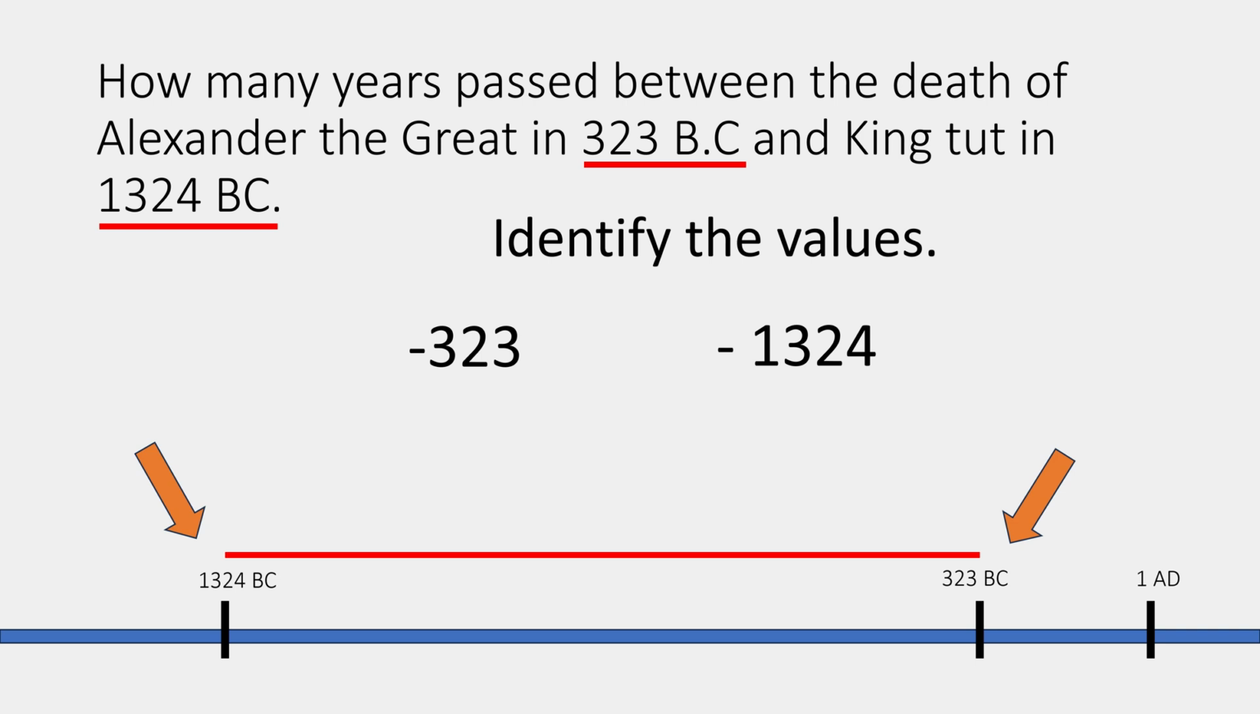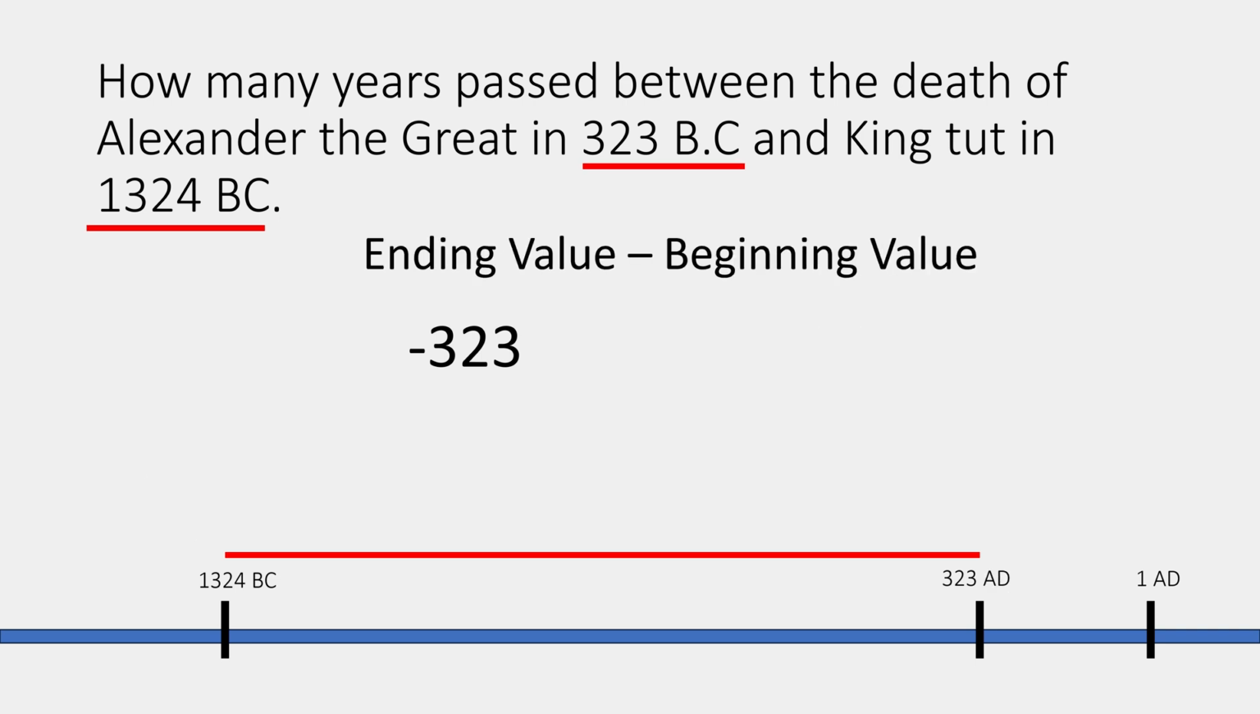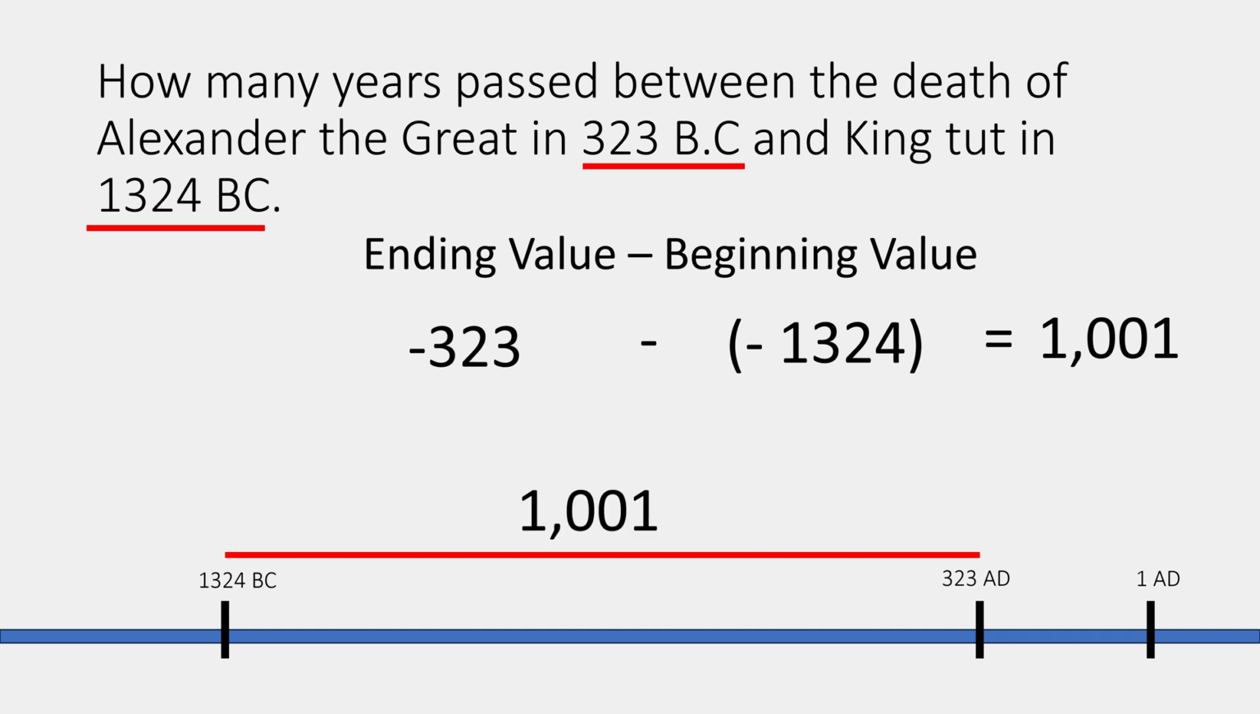But we're going to write the number equation. We subtract the ending value minus the beginning value. So the ending value is the one closer to our date, which is negative 323 minus negative 1324, which equals 1001 years. Since we are not going from BC to AD, we do not have to subtract a 1 in this scenario. So 1,001 years passed between the death of King Tut and Alexander the Great.